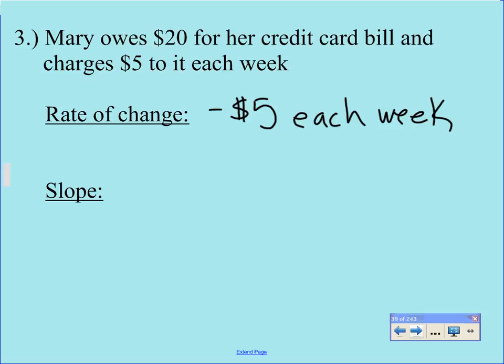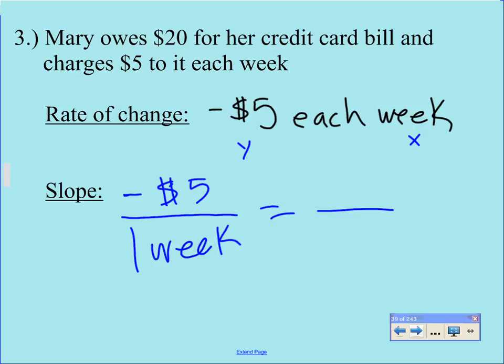Okay, John, I need to put my y and x underneath them. Where does the y go? Where does the x go? Oh, hold on, you're ahead of me. Where does the x go and where does the y go? Good. So remember, it's always y, your keyword, each, per, every, and then x. Okay? Now let's go to slope, with the number and the words. Maggie, what's the slope? Good. Negative $5 over 1 week. And then Matthew, without the words, what is the slope? Good job.